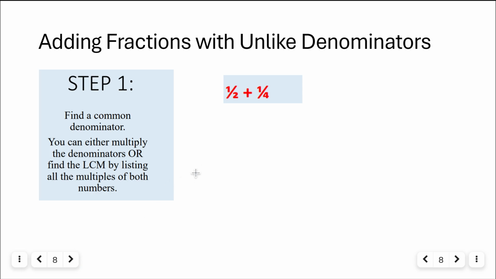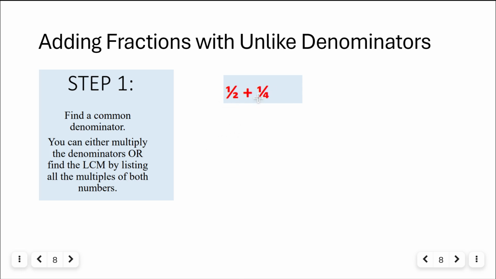Now, what if I wanted to add fractions that have unlike denominators? The first thing you need to do is find a common denominator. So 1/2 plus 1/4, the denominators are not the same. There are 2 different ways to go about finding a common denominator. You can find the least common multiple between these 2 numbers.